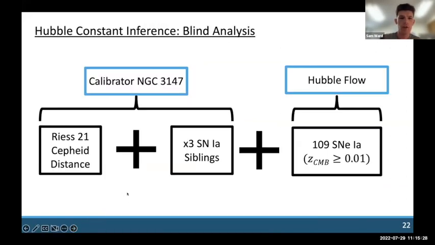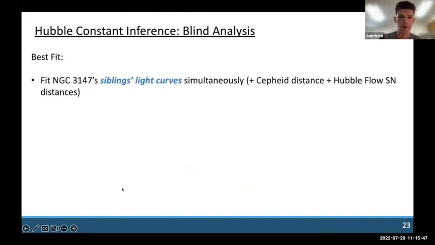Okay, so the culmination of this work, taking into account all the lessons we've learned along the way, is to use this galaxy to constrain the Hubble constant. So we have the trio of type 1a supernova siblings, we have a Cepheid distance from Riess 21, and we have a set of Hubble flow type 1a supernovae. So we do a blind analysis. Before we unblind, we settle upon, okay, what's going to be our best model fitting configuration? What choices are we going to make?